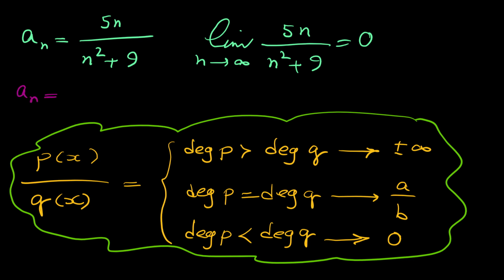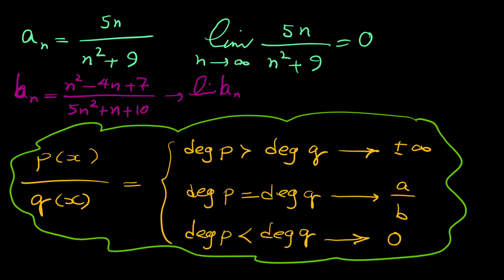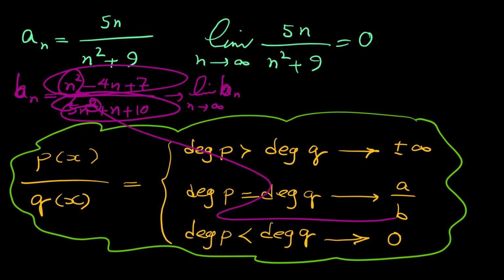an is given by n to the 2 minus 4n plus 7 divided by 5n to the 2 plus n plus 10. Based on this, what is the limit of this sequence? What is the limit of an? Let me name this bn. So what is the limit of bn when n approaches infinity? Degree of numerator is 2. Degree of denominator is 2. So this is this case.